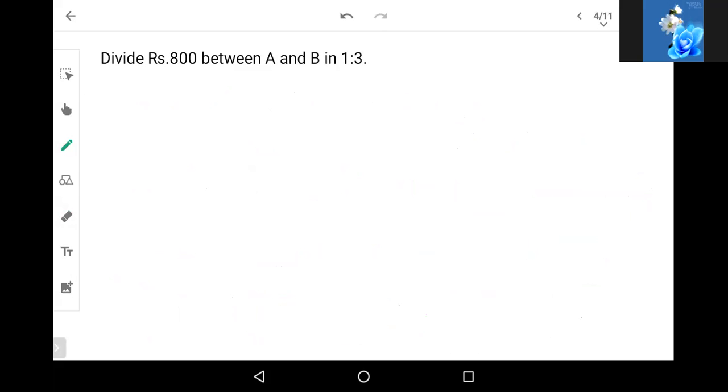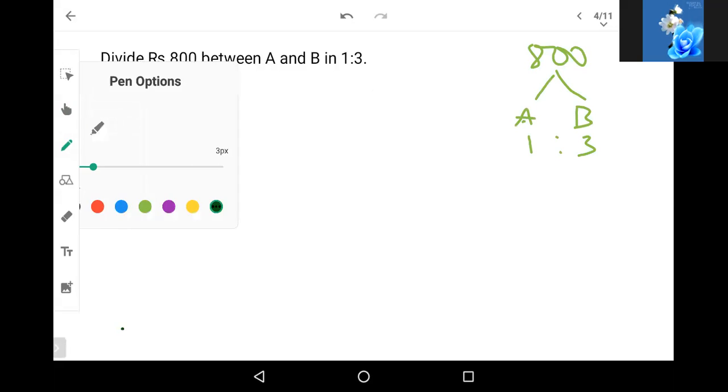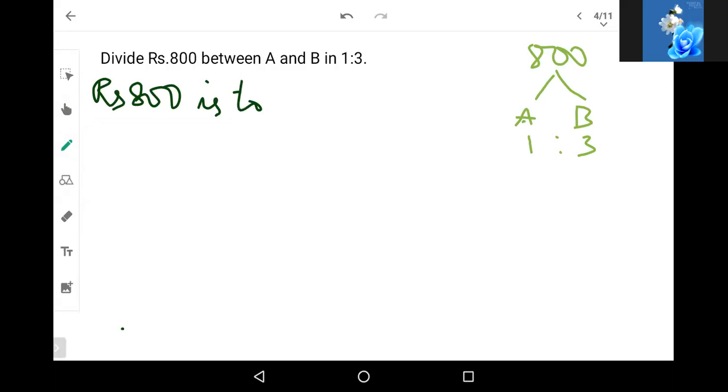Yes. Now the next problem is divide rupees 800 between A and B in the ratio of 1 is to 3. So we are supposed to divide 800 rupees between A and B, in the ratio of 1 is to 3. Now here, we will first consider how many parts rupees 800 is to be made into. We are supposed to divide 800 into 2 parts.